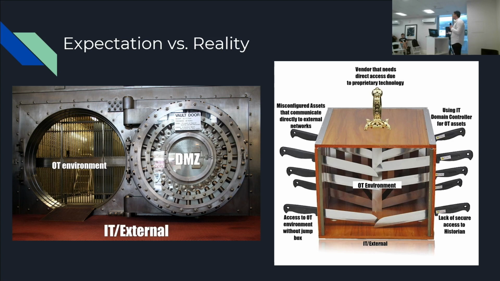So what are some examples of things that break that security and that segmentation, though? The first one is vendors that need direct access due to their proprietary technology. This is something you'll see. There are certain vendors that provide certain monitoring equipment, and when it's deployed in the OT environment, vendors essentially need direct access, and they say, all right, we'll handle the data process. It goes back to them. So that's a gap in the DMZ.